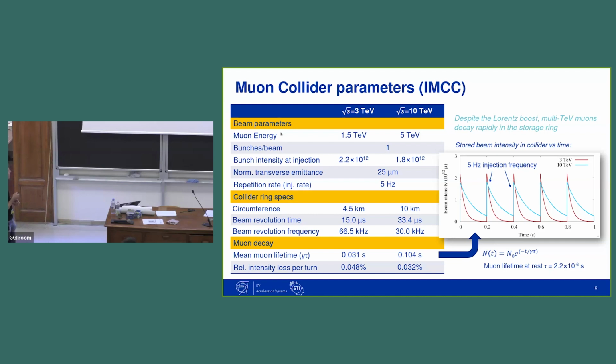Then also to mention here, once more, the circumference of the 3 TeV collider would be 4.5 kilometers, and the 10 TeV collider would be 10 kilometers. And this then gives a revolution time of 50 microseconds or 30 microseconds. So if we compare this with the muon lifetime, of course, the revolution frequency is still much larger.